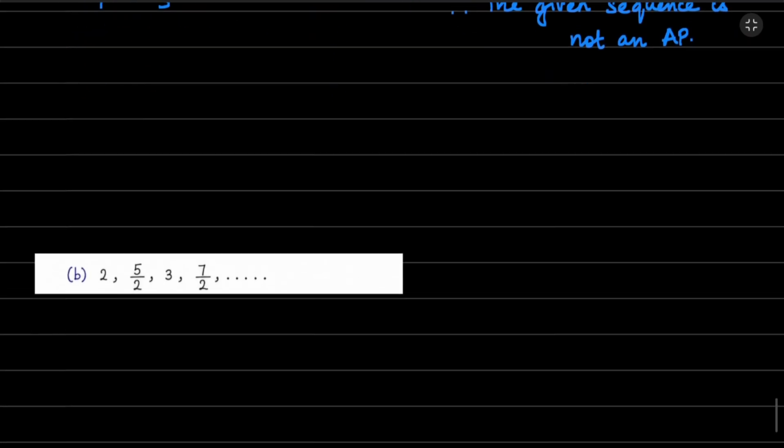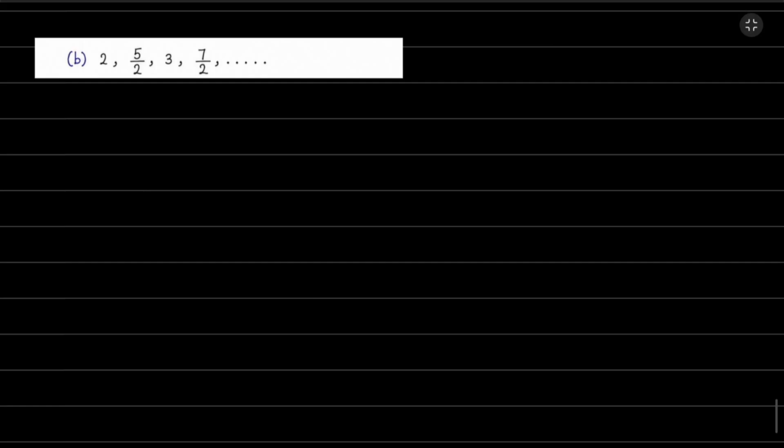Let's move on to the second one. So this is another sequence. You are given 2, 5 by 2, 3 and 7 by 2. Again, let us calculate what is A2 minus A1.